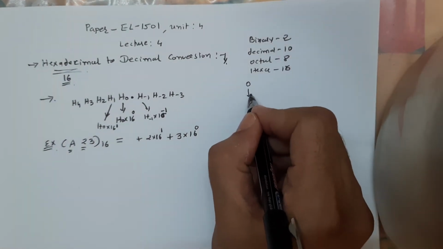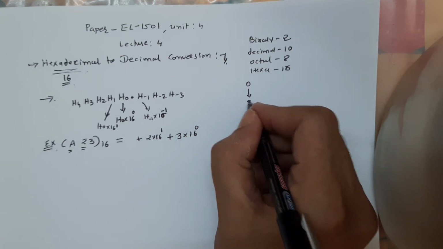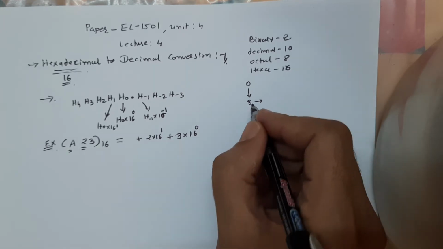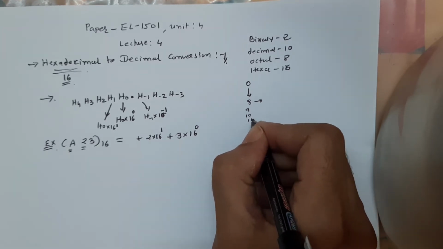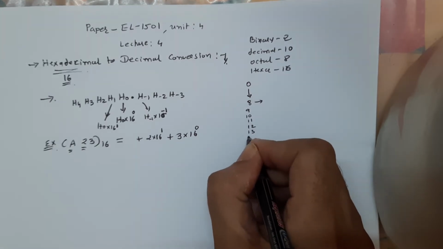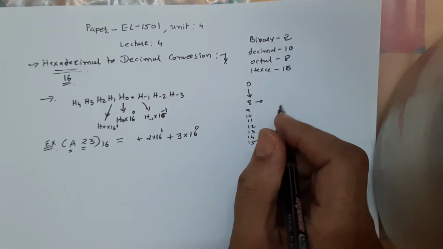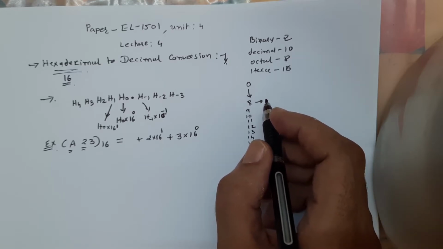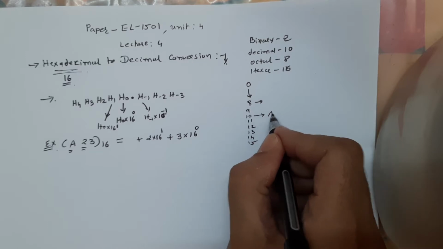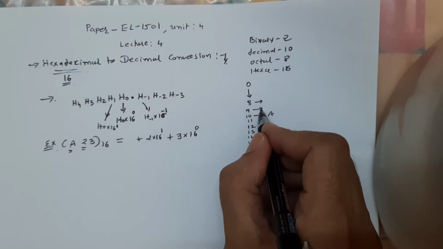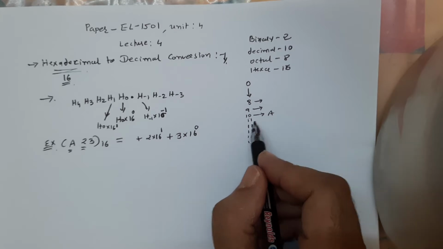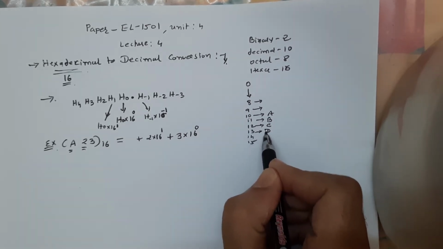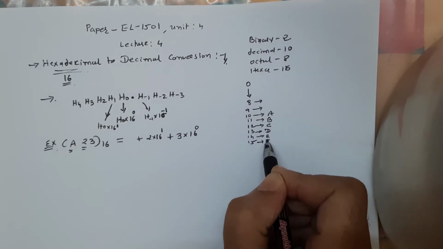0, 1, 2, 3, 4, 5, 6, 7, 8, then 9, 10, 11, 12, 13, 14 and 15. So this is your A. What is the meaning of A? This is up to 9. 10 means A, 11 means B, 12 means C, D, E and F. You know that.